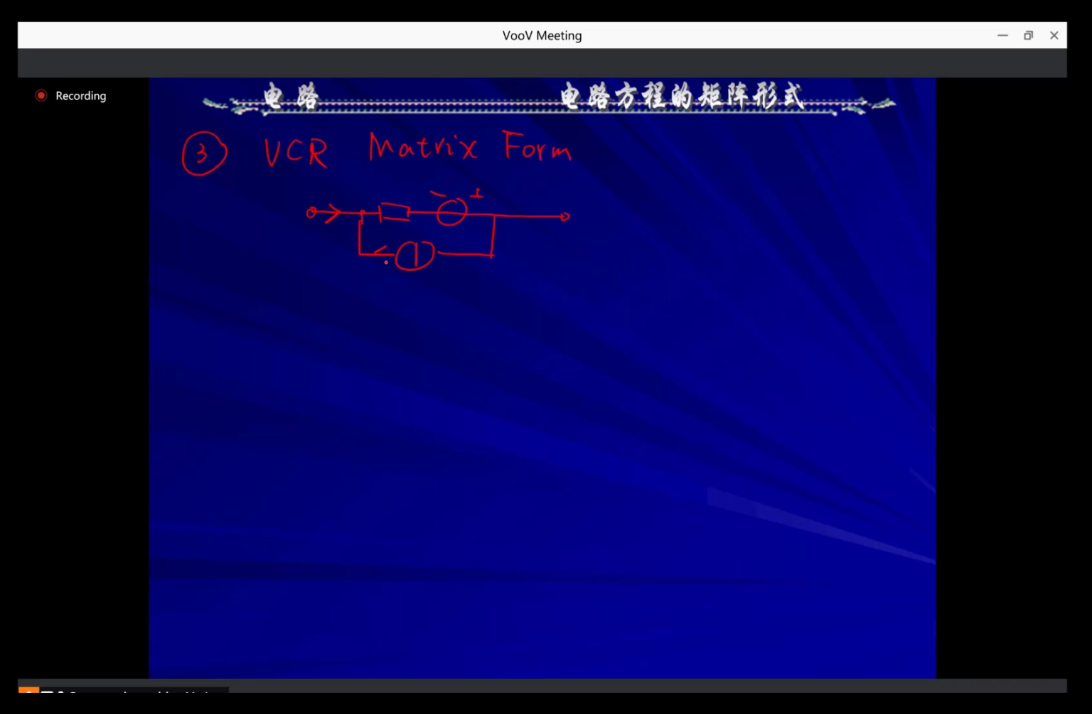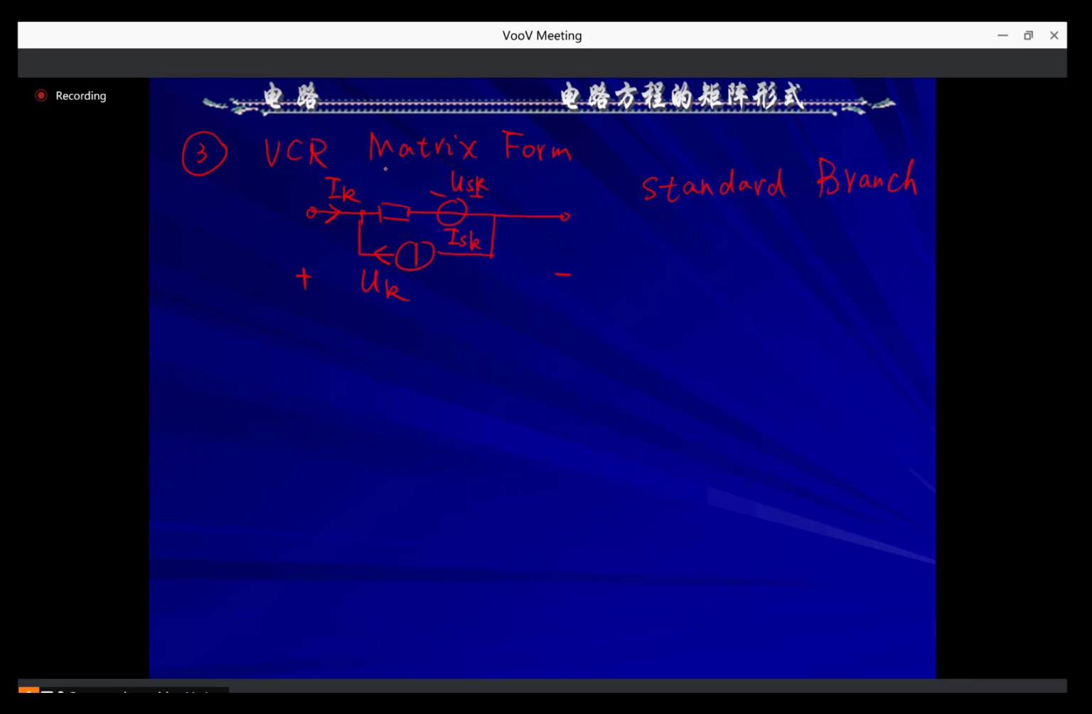Pay attention to the definition. This definition IK, USK, UK, this USK, this ISK. For this standard branch.